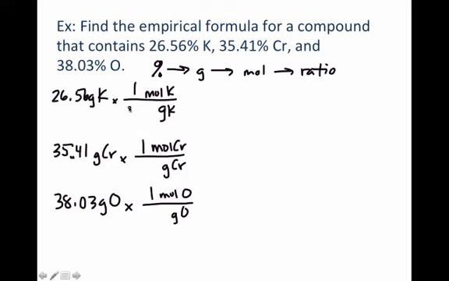So the molar mass of potassium, look on the left side of your periodic table, and you'll see 39.098. Chromium, that'll be in the middle, 51.996. And maybe you have oxygen memorized by now. If not, look on the upper right-hand corner. Oxygen is 15.999. So then grab your calculator. Pause if you need to. We'll do the math here.